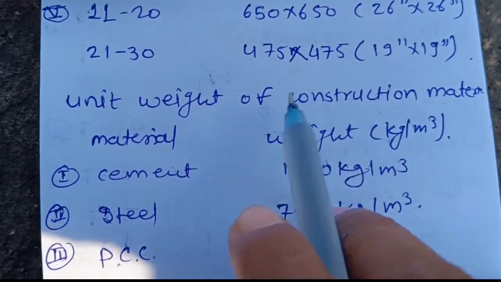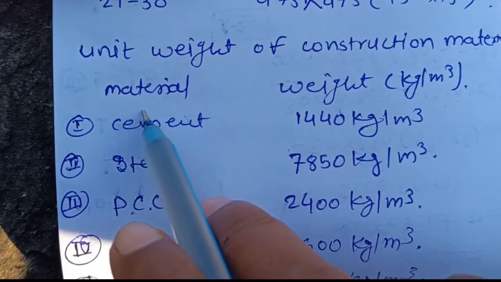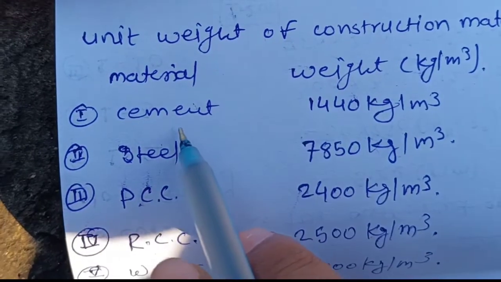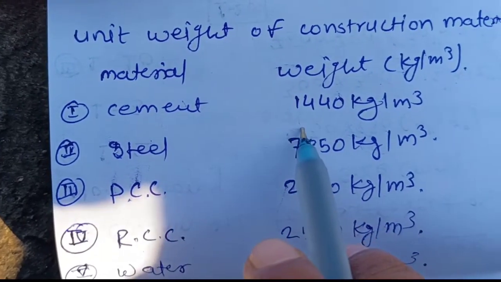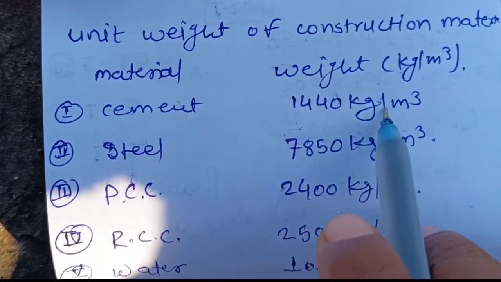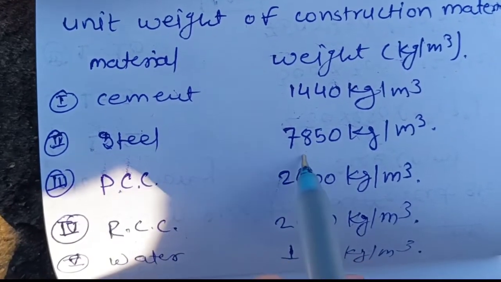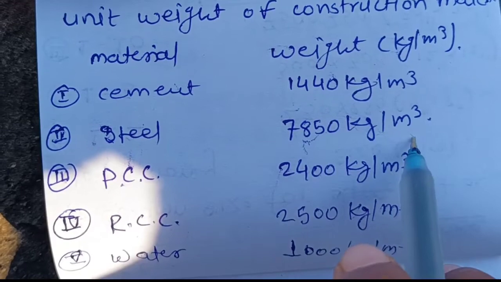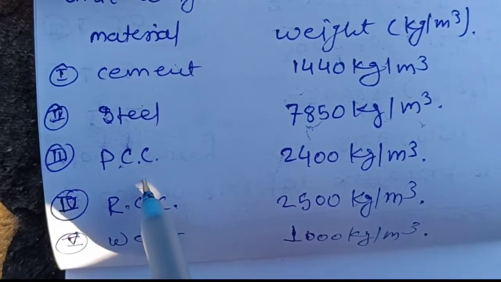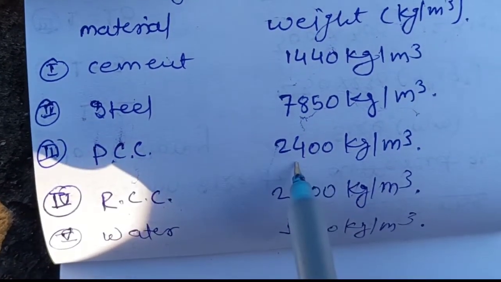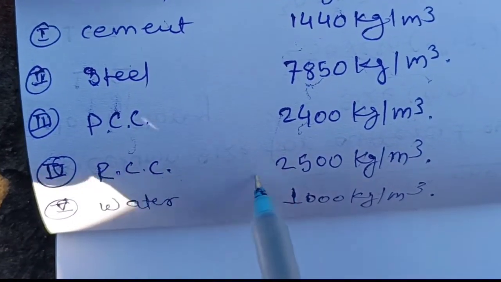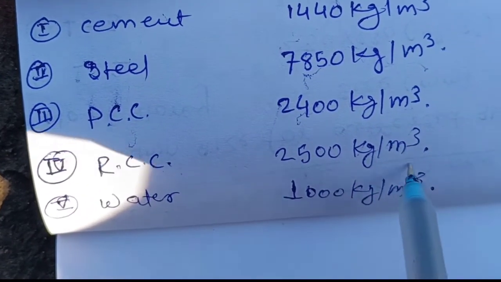Unit weight of construction material. This section is material and this is weight in kg per meter cube. Cement is 1440 kg per meter cube. Steel is 7850 kg per meter cube. PCC, plain cement concrete, is about 2400 kg per meter cube, and RCC is 2500 kg per meter cube.